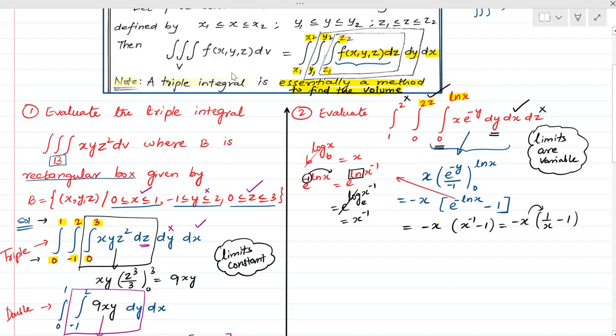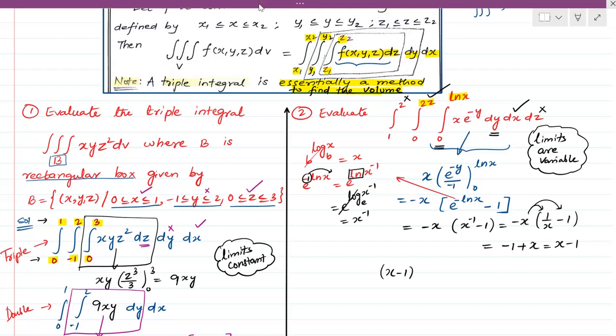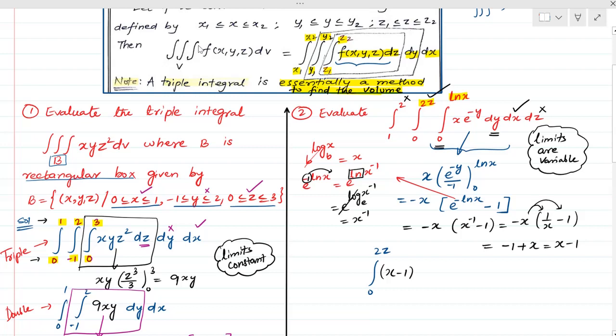Now multiply inside. Minus times plus gives minus, x with the x cancels, so you will get minus 1. Minus into minus gives plus x. So you can write the first term plus x and the next term minus 1: x minus 1. If I substitute this value in the integral, the outer integral has 0 to 2z, which is the limit of x, and the z limit, which is the constant limit 0 to 2.